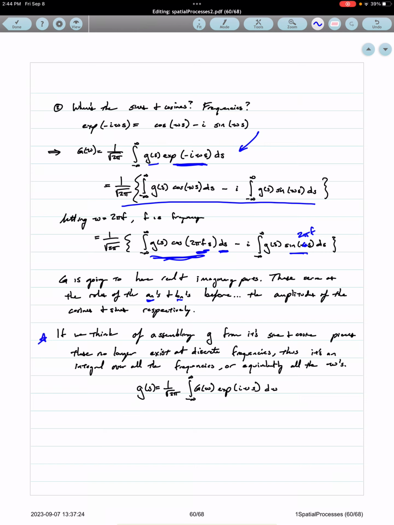If we think of assembling our original function g from its sine and cosine pieces, these no longer only exist at discrete frequencies, and so we have to integrate the transformed function g over all possible frequencies. We can't add them up because it's not discrete. We've got to integrate over all the uncountable number of frequencies that we're now considering to recover our original function, little g.